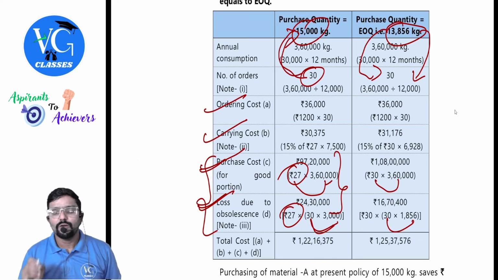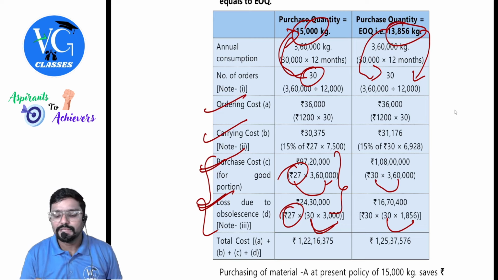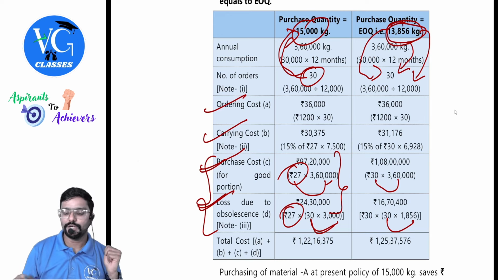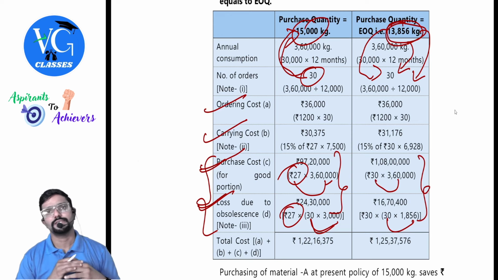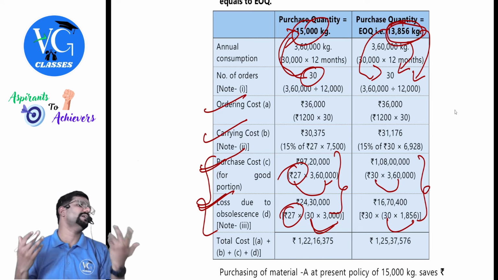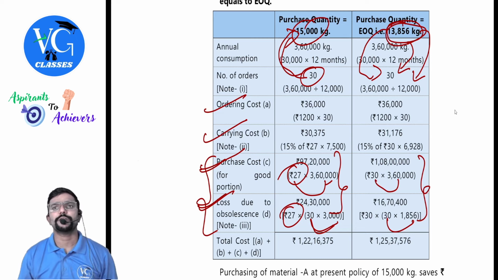Coming to the next, what will be the total purchase quantity? 13,856 into 30 into 30 rupees. You will straight away get both of these. Here they have shown them individually. Sir, can I merge and show the total purchase together? Yes, you can do it.